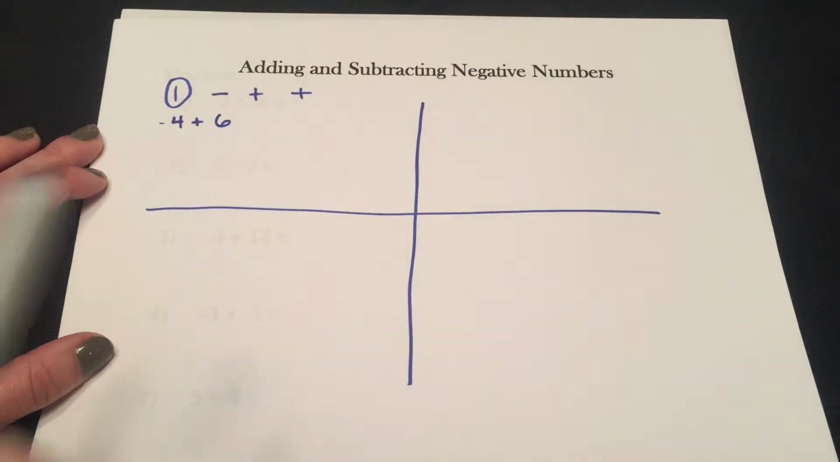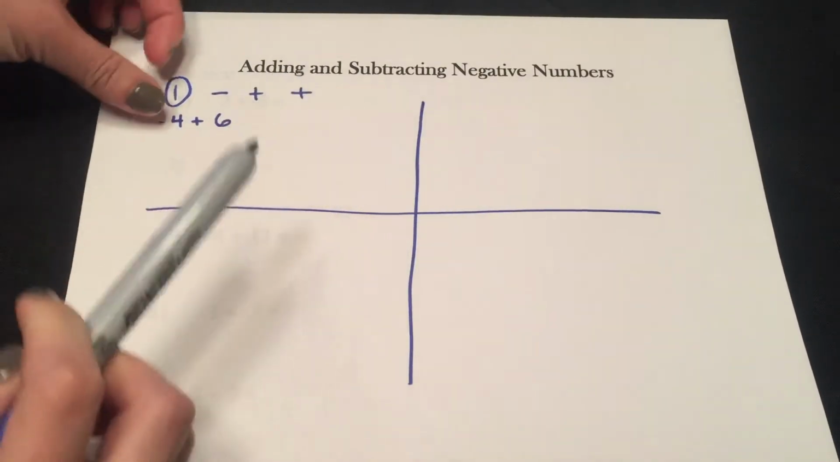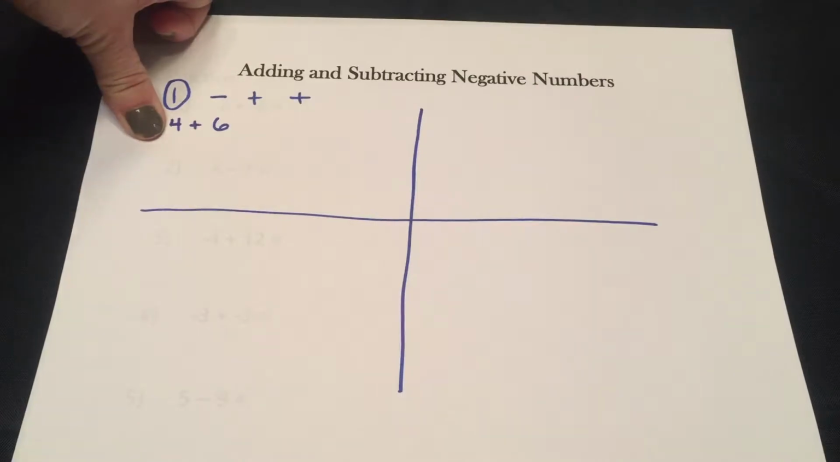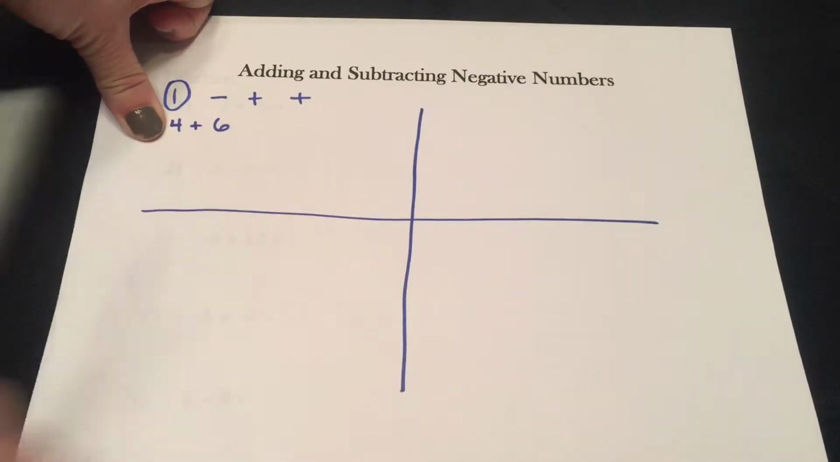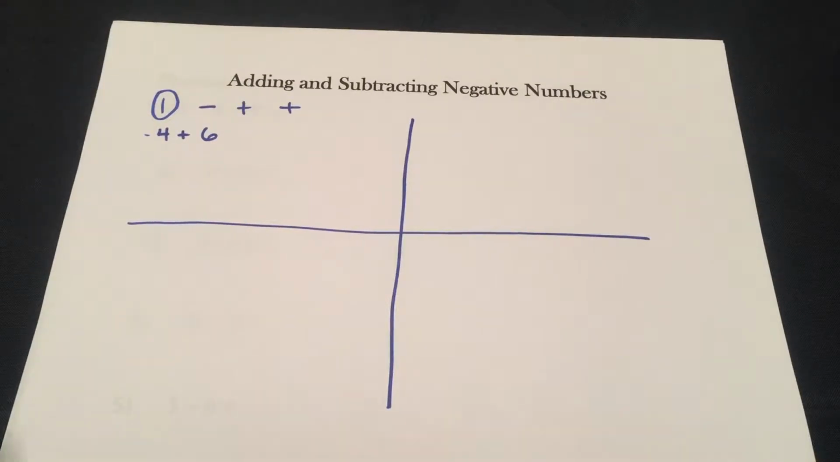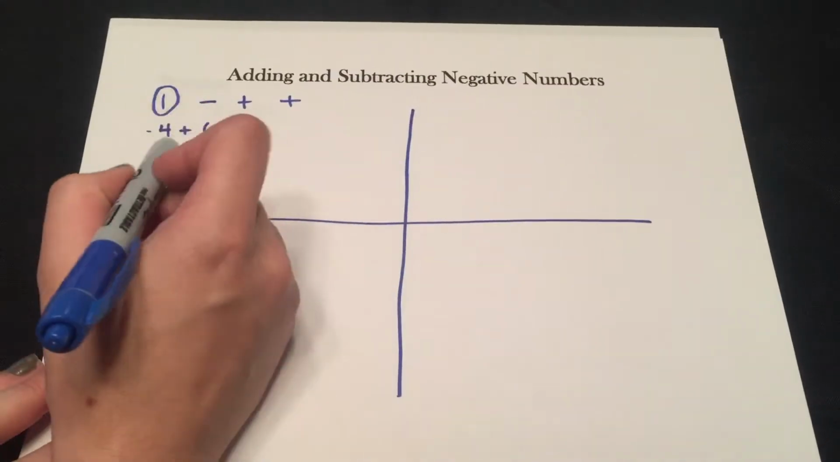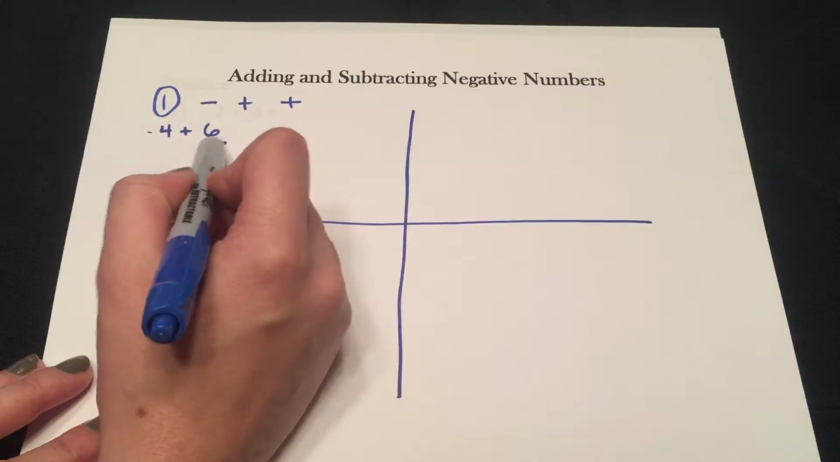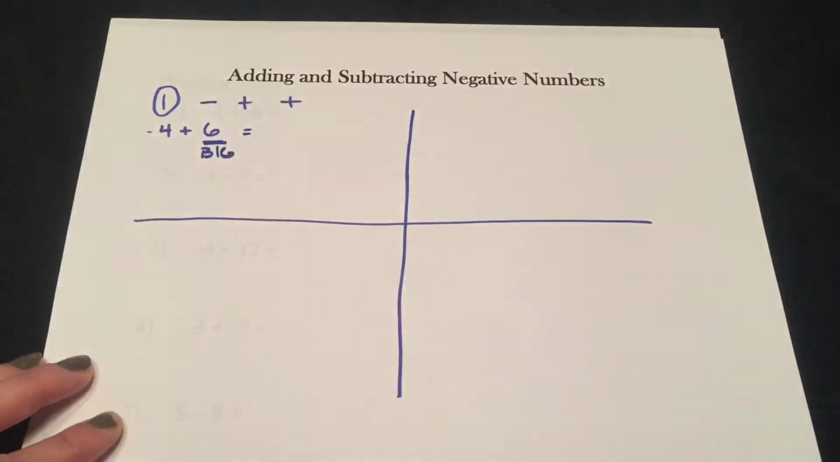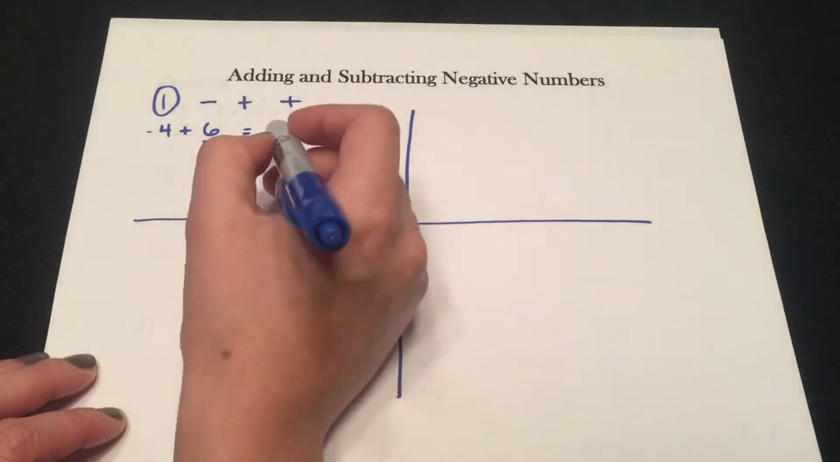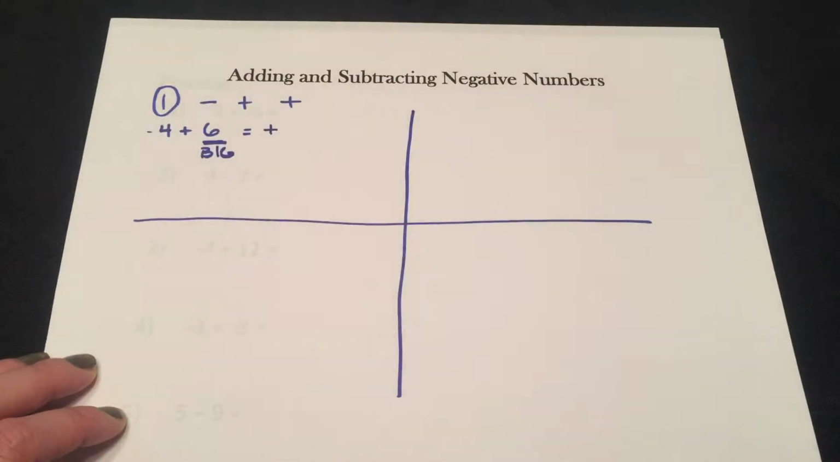Our first step is we look at the two numbers as if there were no negatives, so we'll just cover up that negative. Which one is bigger, 4 or 6? Yes, 6 is bigger. So since 6 is bigger, we know our answer is going to have the same sign as that bigger number. So our answer will be positive.